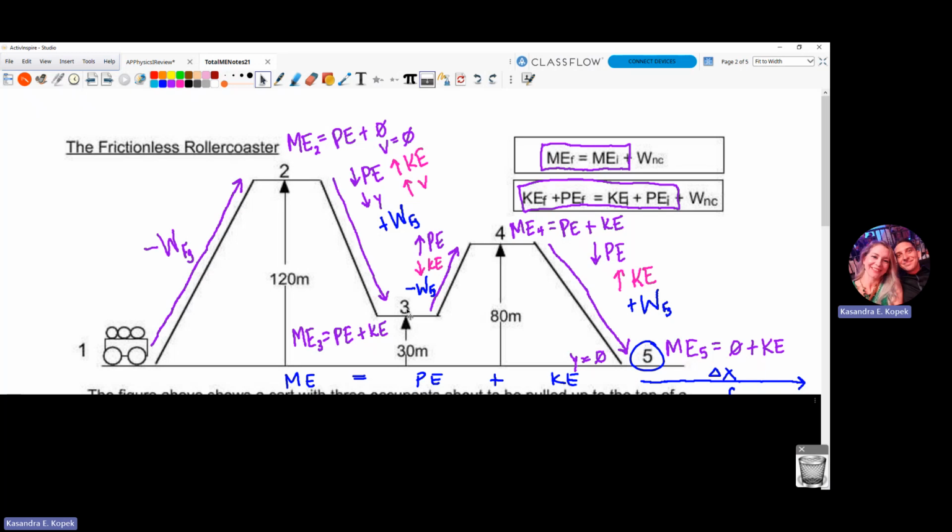So as we go from 3 to 4, right, we're going back up the hill. Going up the hill means we're going to increase our potential energy and decrease our kinetic, right? Our height is increasing and our speed is decreasing. Remember, when we're going against gravity, we have negative work done. That's negative Fg.